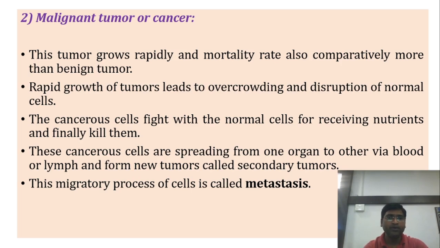The rapid growth of the tumor causes overcrowding and disruption of normal cells. That means where there is more growth of the tumor, the normal cells get harmed. The cancerous cells fight with the normal cells for getting nutrients and finally kill the normal cells.